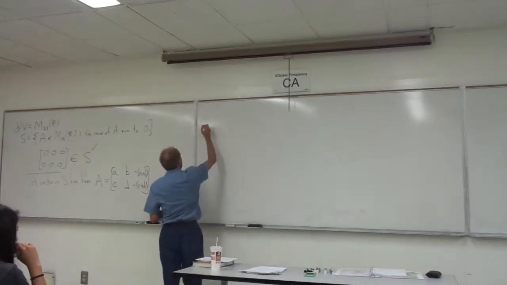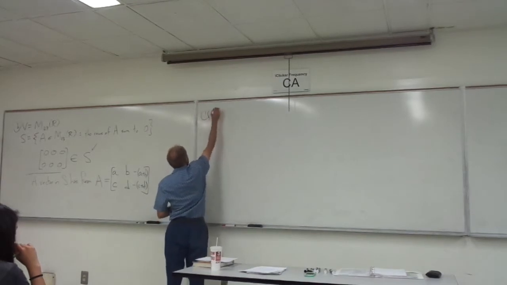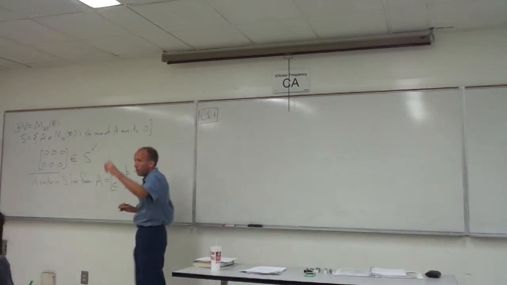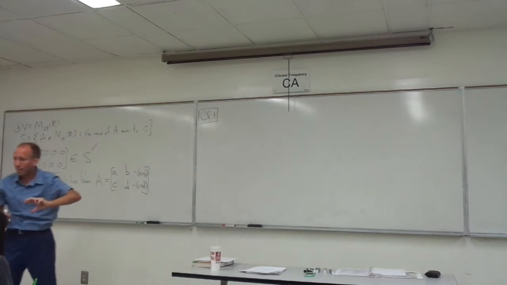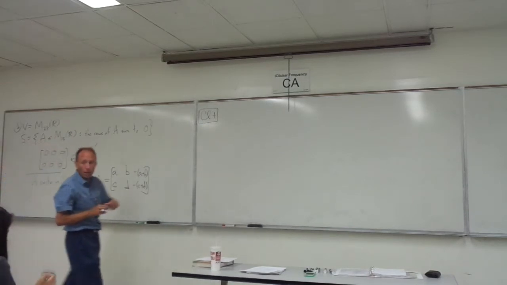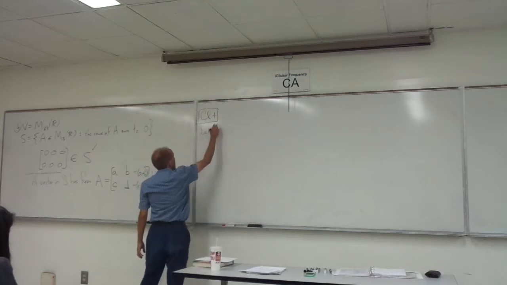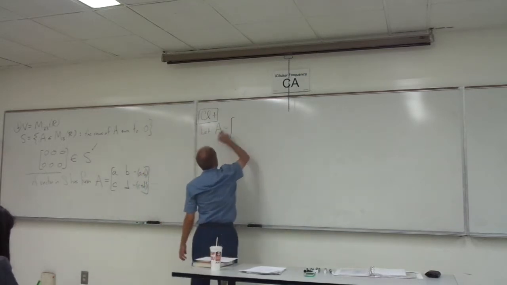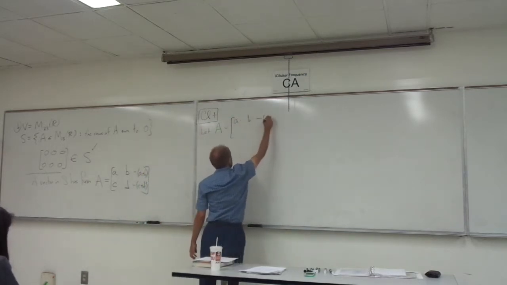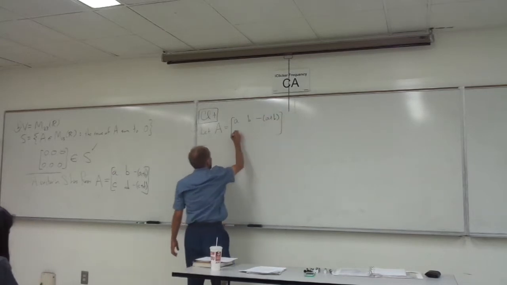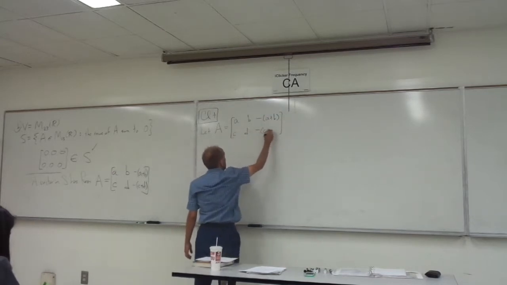So for closure under addition, it's very helpful when you're writing these up if you break your two sections apart so I can see them clearly. Closure under addition, so I'm going to say, let capital A be equal to little a, little b, negative a plus b, and then c, d, negative c plus d.